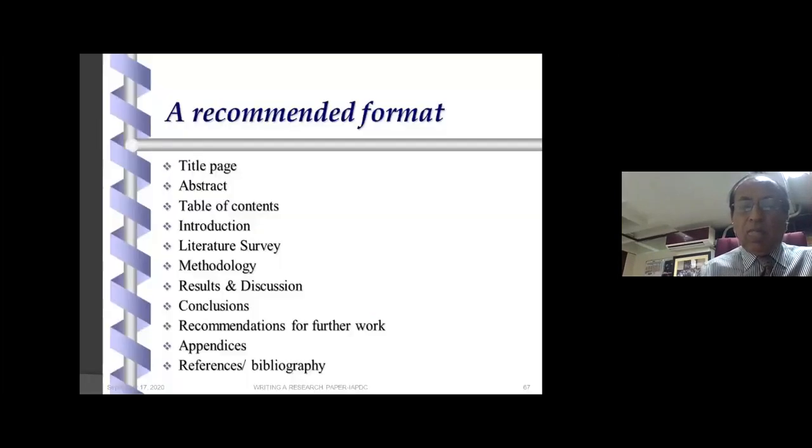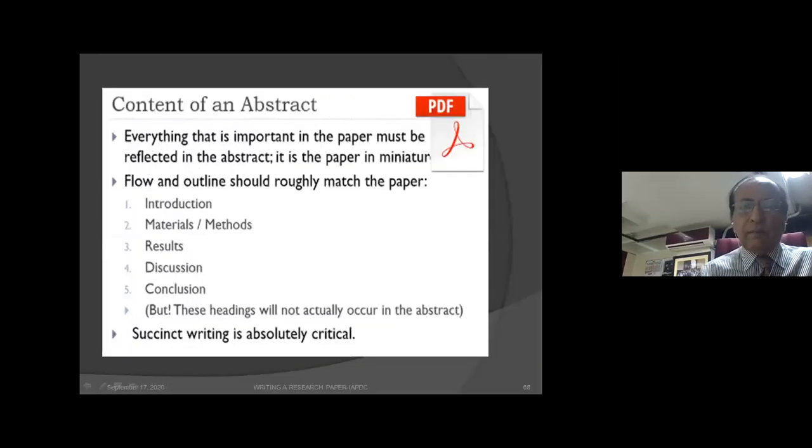Well, in the end, I will recommend this kind of format for all kinds of technical papers. Title page, abstract, table of contents, introduction, background, summary of that, methodology, results and discussion, where your interpretations are covered, conclusions and recommendations for further work, your appendices, and referencing and bibliography. So this is a very good way.